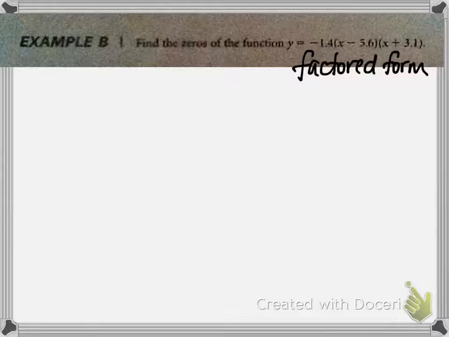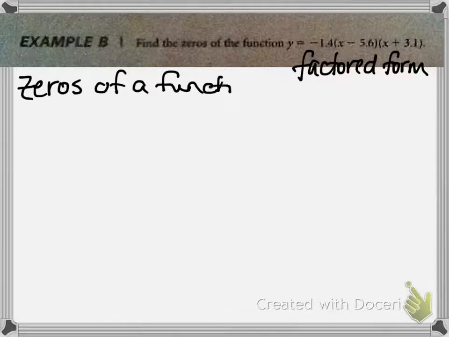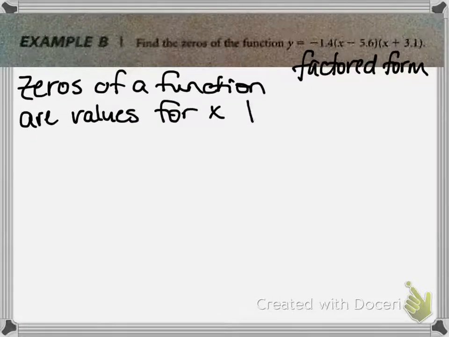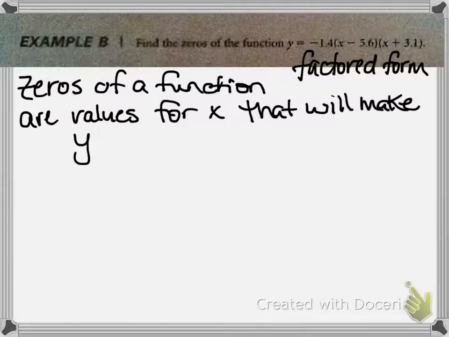Let's just take a couple of notes first. Zeros of a function, this is probably the first time you've heard this word, zeros of a function are values for x that will make y equal 0. Go figure why they're called zeros of a function.